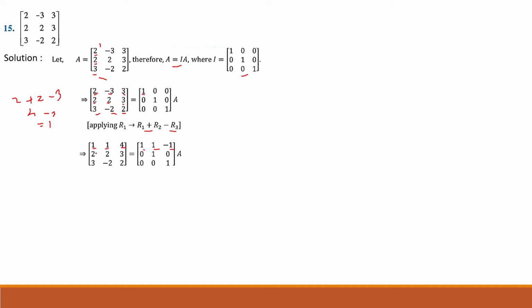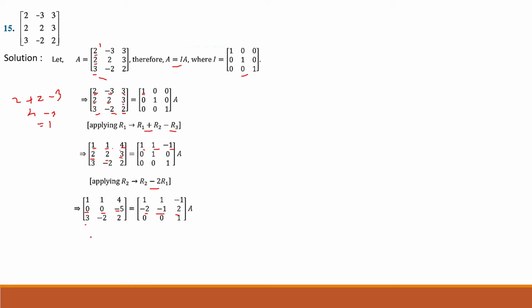So by using this one we have to make this 2 as 0. So the transformation is simple, R2 minus 2R1. So this element becomes 0. Here also 2 minus 2, again this becomes 0, and 3 minus 8 is minus 5. And same transformation for this matrix, it will be minus 2, minus 1 and 2.